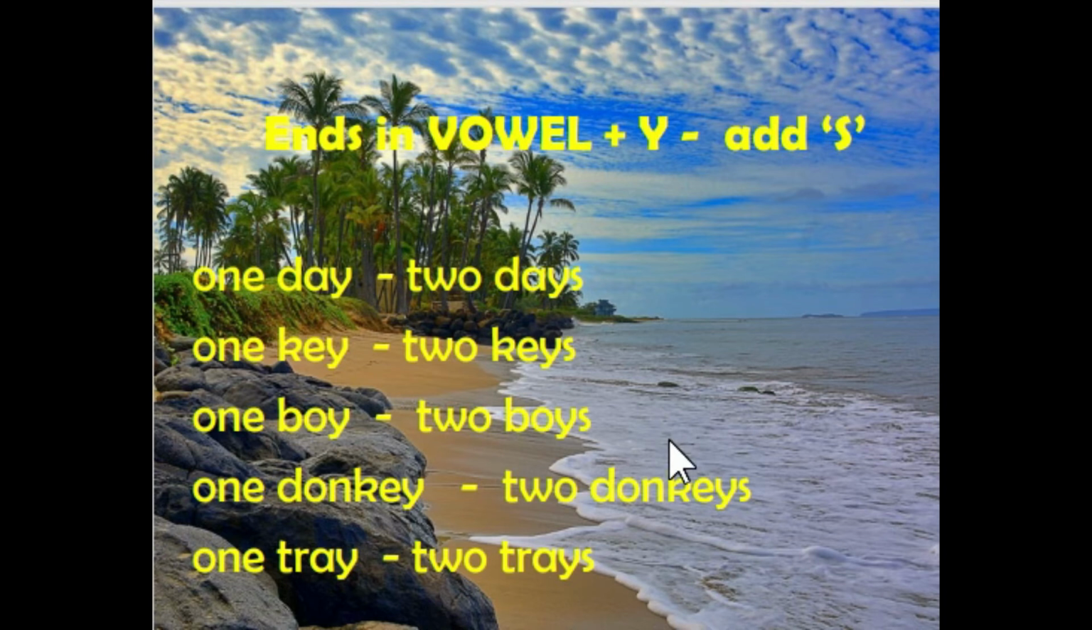Step 2. Words that end in a vowel and the letter Y. Adding the letter S to the end of the word. Ends in vowel plus Y, add S. One day, two days. One key, two keys. One boy, two boys. One donkey, two donkeys. One tray, two trays.